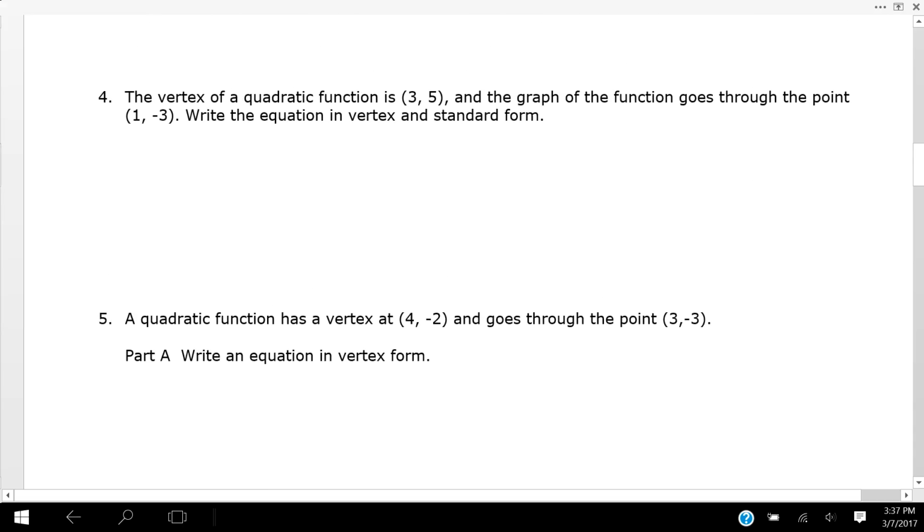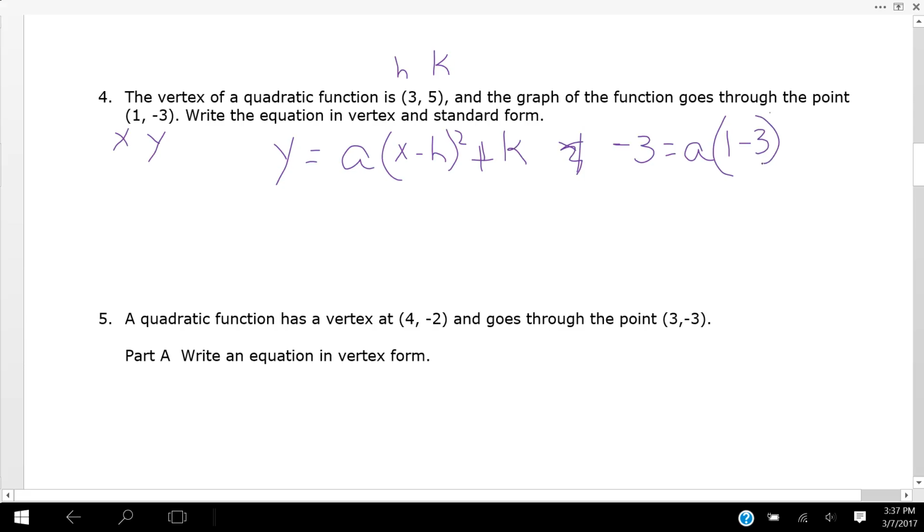Same thing again. Here's my h, here's my k, here's my x, and here's my y. So I have y equals a times x minus h squared plus k. I have -3 equals a times 1 minus 3 squared plus 5. -3 equals 1 minus 3 is -2. -2 squared is 4. 4a plus 5.